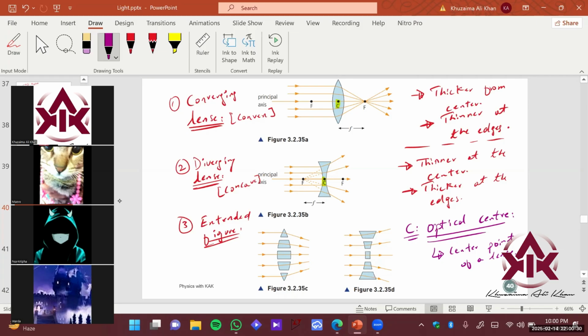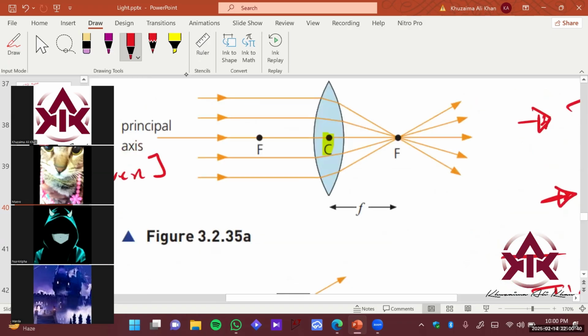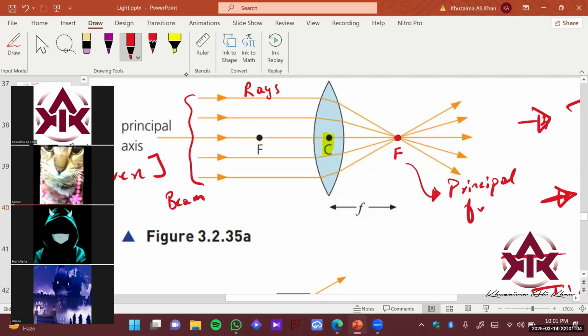Then there are some properties over here, right? Which you see. And you can see here there are some rays which are hitting over here, right? You can see the first example over here. This is a beam which is hitting the converging lens. And what does it do? It converges the waves. Okay. So you can see it converges to a single point, that is capital F. We will see what this is. This is called the principal focus.